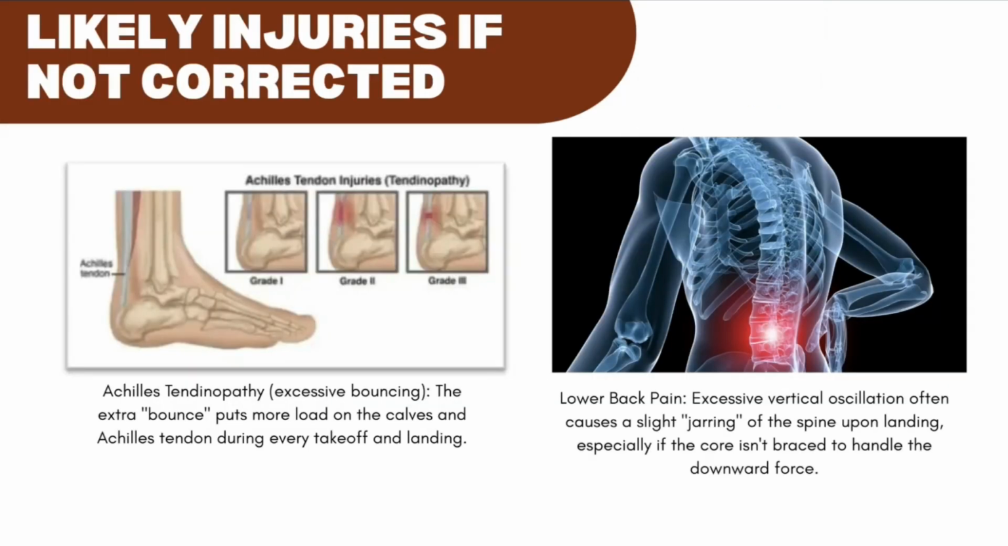Some injuries that could occur if not corrected is Achilles tendinopathy, which is caused by excessive bouncing, where the extra bounce puts more load on the calves and Achilles tendon during every takeoff and landing. Lower back pain, which is caused by excessive vertical oscillation, often causes a slight jarring of the spine upon landing, especially if the core isn't braced to handle the downward force.